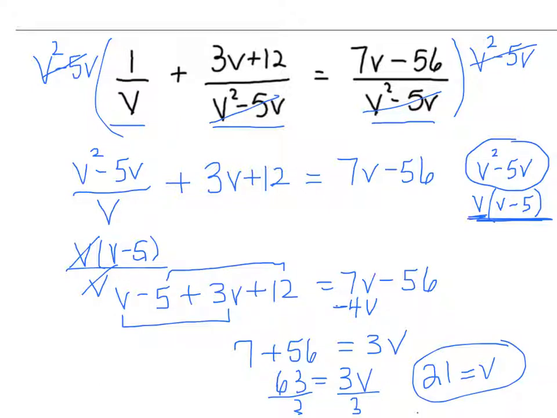So this is a slightly different way than I did it the first time. Coming up with the common denominator that you want to multiply all the way through can be a trick, but you just have to try something. And then if it doesn't work, then you try something else.